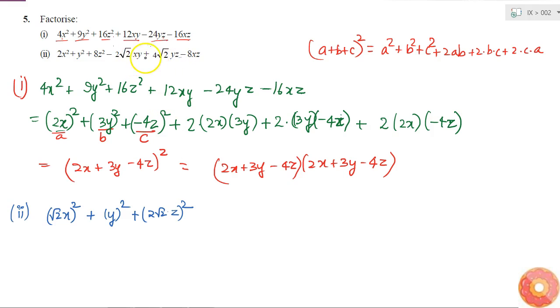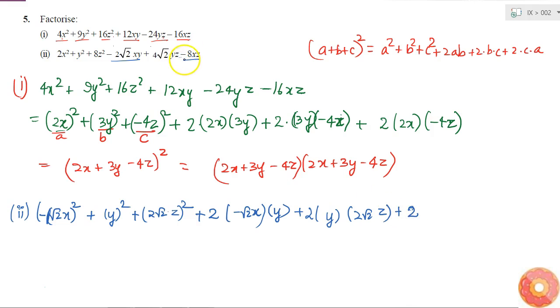So I also need to see where I should put the negative sign. Here in these two terms which are negative, I have x in common. So instead of root 2 x, I'll call it minus root 2 x. And what will be the remaining terms accordingly? That will be plus 2 into minus root 2 x multiplied by y. Correct? This is equal to this. And this is equal to 2 into y into 2 root 2 z, correct? Because 2 into 2 root 2 is 4 root 2.